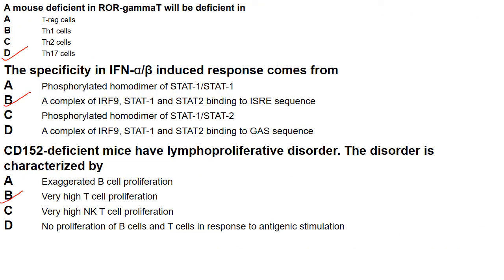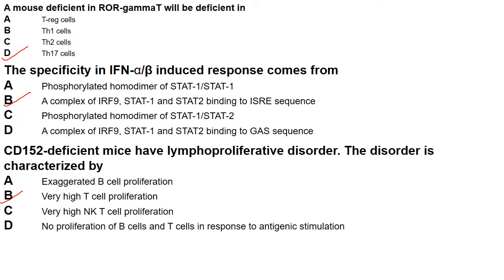Then a mouse deficient in ROR gamma T will be deficient in. So retinoid related orphan receptor gamma T, that is ROR gamma T, it is a member of the nuclear receptor family that is expressed in T cell compartments. So ROR gamma T regulates the development of T cells in the thymus and the differentiation of effector T cells in the periphery. Then ROR gamma T is considered to be the master regulator in the development of T helper 17 cells, TH17 cells, which have an essential role in the development of many autoimmune disorders. So a mouse deficient in ROR gamma T will be deficient in TH17 cells.